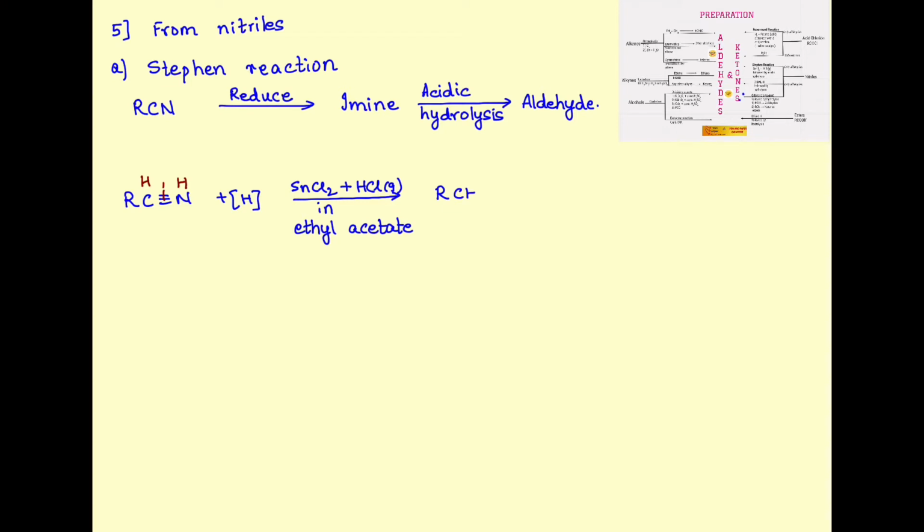RCH double bond NH. This class of compounds is known as imines. Then we carry out hydrolysis in an acidic medium. That means H3O positive. Hydrolysis means there is addition of water and there is breaking down as well.